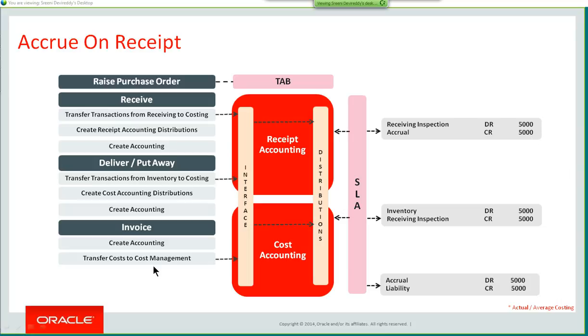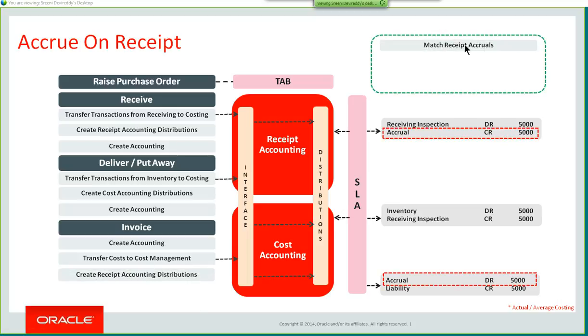How do we do it? You run a process called transfer cost to cost management. That's going to bring this accrual line into the receipt accounting and do the matching. So these two processes you run, and thereafter you click on match receipt accruals. When you do the match receipt accruals, it is going to match this line with this line.